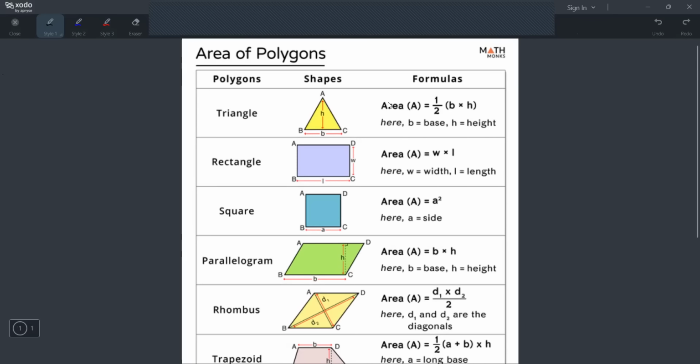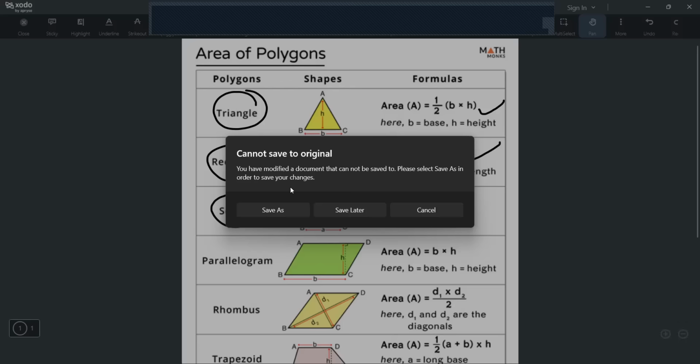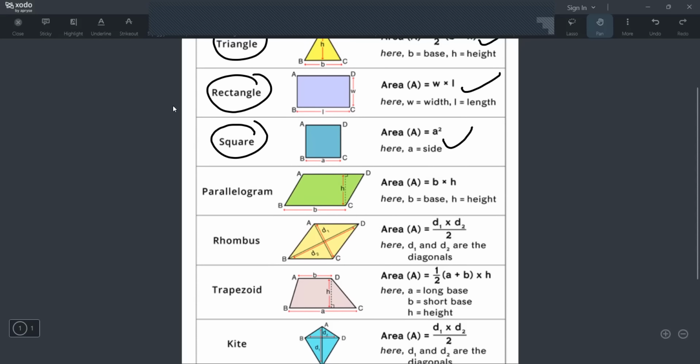So, area of polygon. The first one is area of triangle. All this is relevant to SPM. So it's 1/2 times base times height. Rectangle is just base times height, but they call it width times length. It's the same thing, depends on how you want to call it. Square is just this one times this one, so it's just a square. No problem.